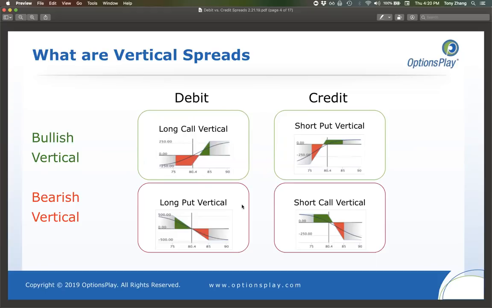And then for those of you that have never traded a debit or credit spread before, this is really designed to help you guys learn more about these strategies so that when you do trade them, you understand how to deploy them correctly. So let's go ahead and get started here.